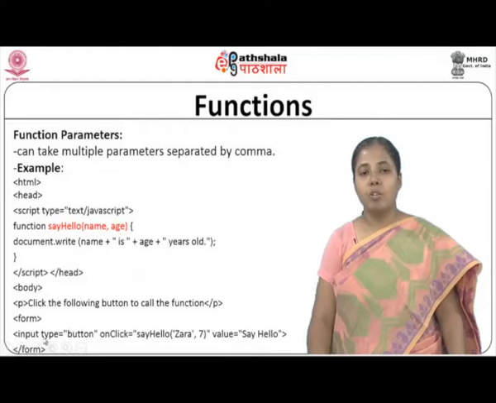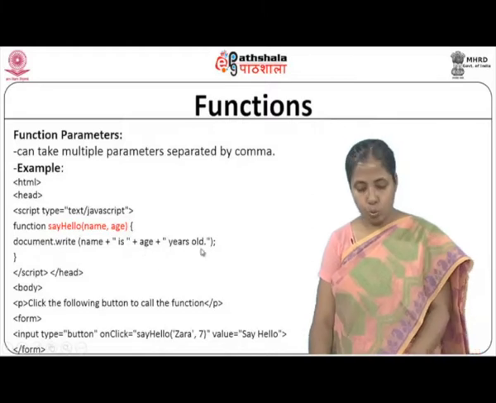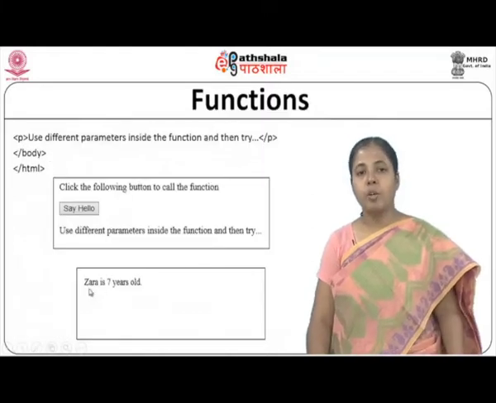Now what happens is, the same way you have a button and you make a click. On clicking the button you call the function called say hello. You try to pass the two values to the function as Zara and then 7. Now when this function is called, it tries to print the name of the person and that the age is 7 years old. So the output would be printed like this.